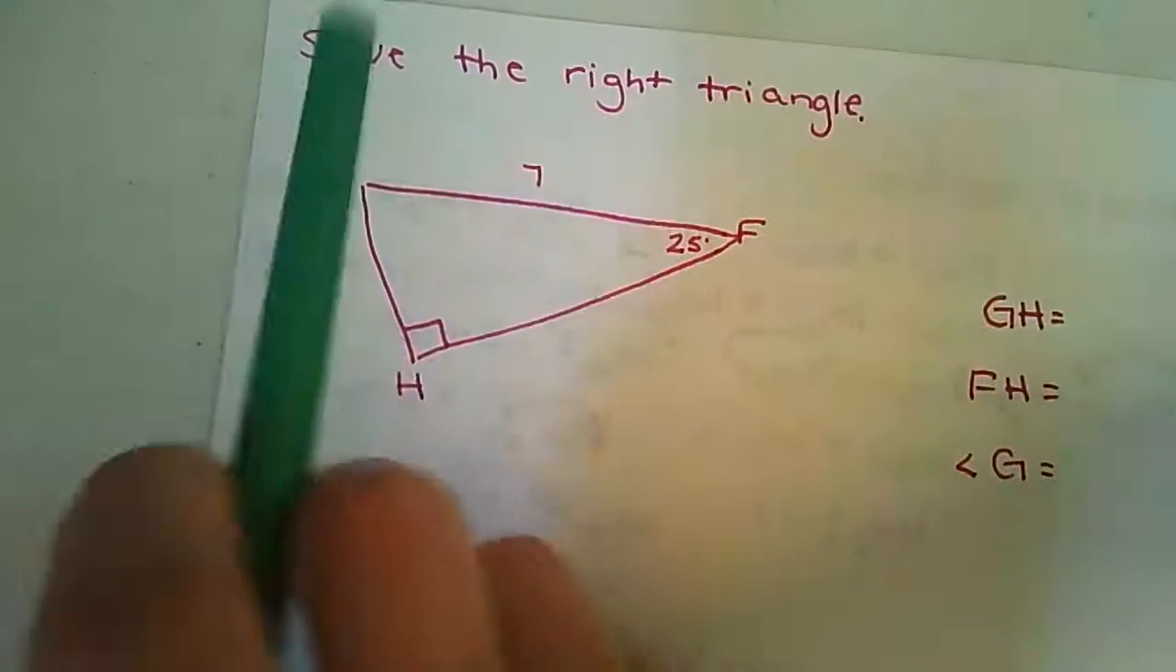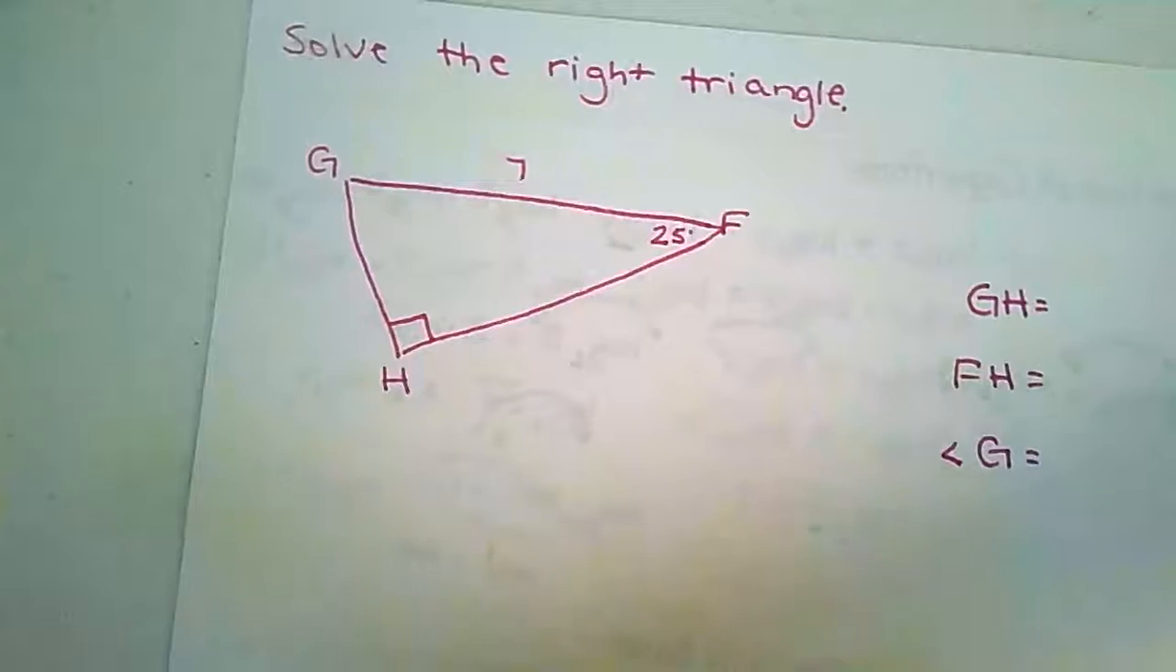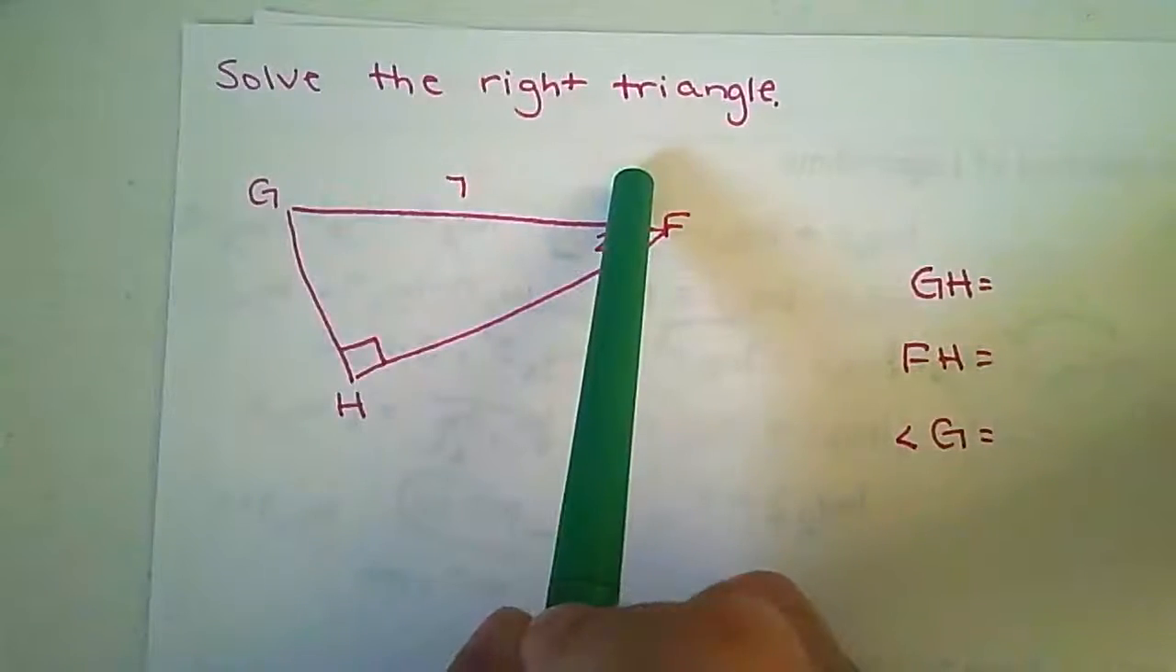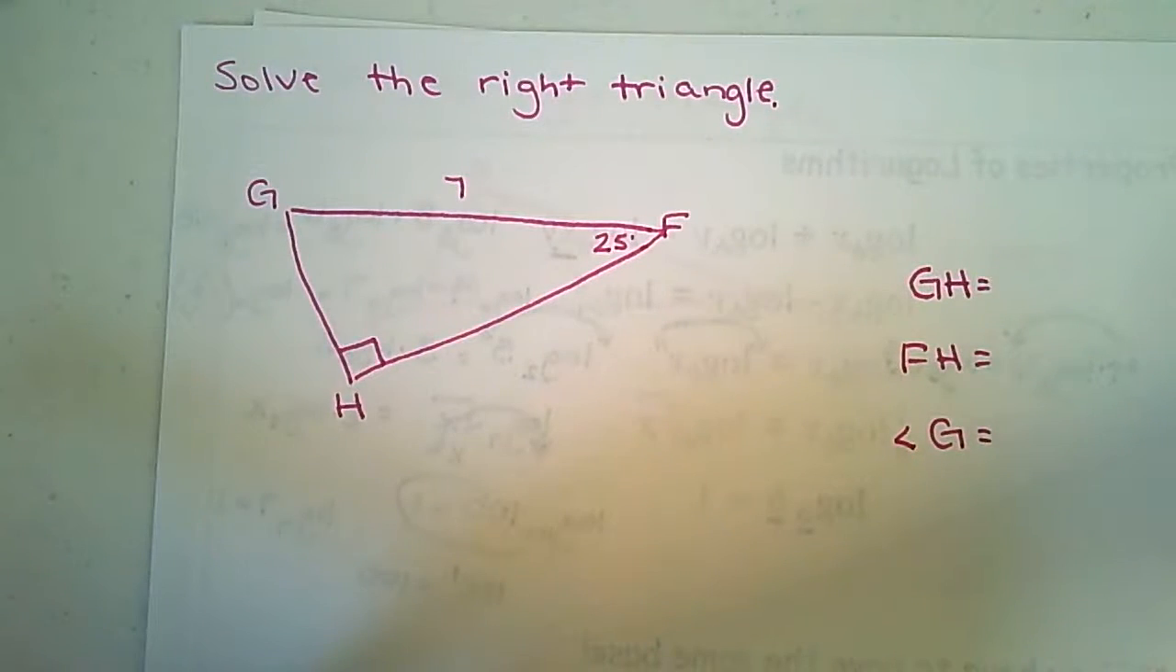All right, so the past few days when we have been doing our trig stuff, we've been finding one angle or one side. Today, when we do our trig stuff, the directions will be given as solve the right triangle. And when it says solve the right triangle, that means we need to find all of the missing side lengths and all of the missing angles. Okay? So all of the missing sides and all of the missing angles.